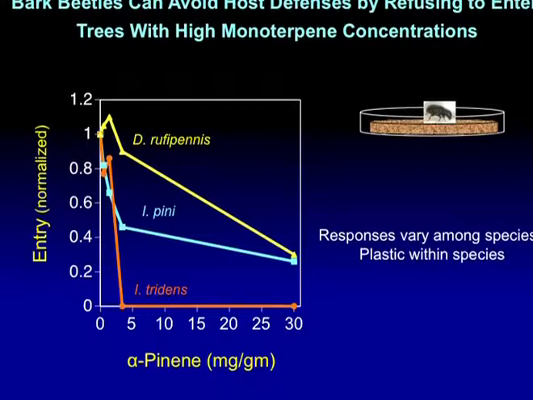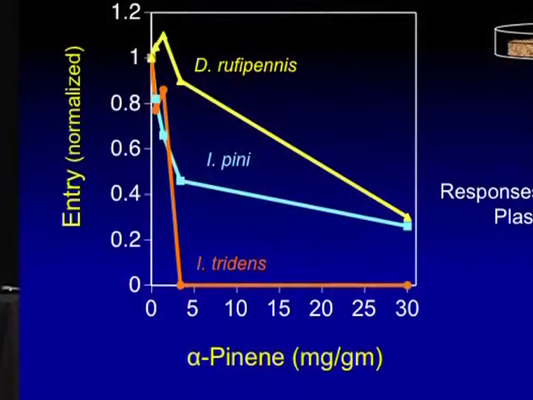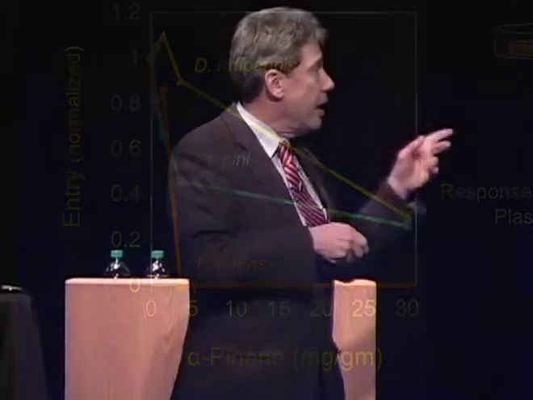And what you see for three different species is when concentrations of the defense compound are very low, it's likely to go in, but as those concentrations go up, the likelihood the beetle will enter goes down. And you also see there are differences among different species. And so if you look at spruce beetle here, an outbreak species, it's actually enticed to go in by the levels that are in the constitutive pre-attack phloem, which would be about 1.5. You look at something like Ips tridens, any monoterpenes is pretty much enough to scare it off, and Ips pinei is somewhere in the middle. And there is also plasticity within a particular bark beetle species, and that's a point I'm going to return to.